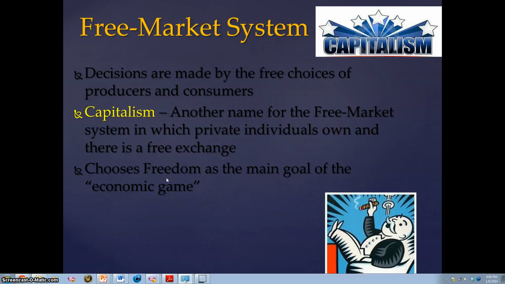We talked about economic goals. The main economic goal of the free market system is freedom. It is the main goal. Now, there can be lots of fluctuations in this because there are a lot of consumers and a lot of producers. The system corrects itself, and it leads to a lot of innovation.